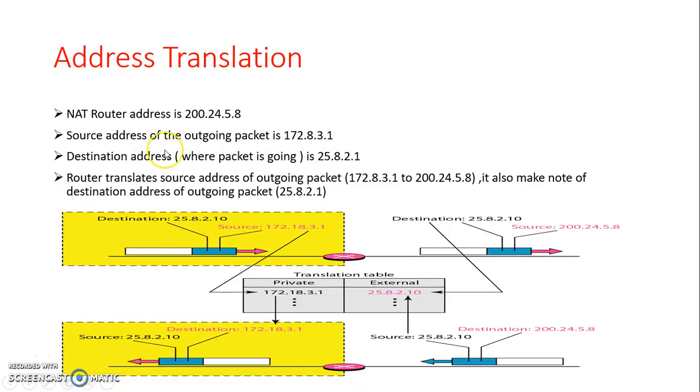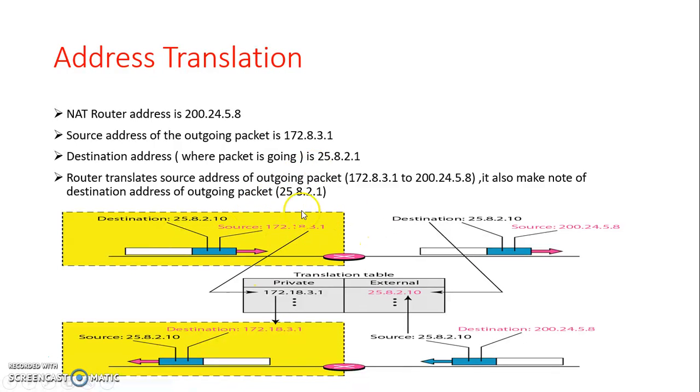Now let's see how the address translation is done in this example. Here in this example, the NAT router box address is 200.24.5.8, as per the previous example. And the source address of the outgoing packet is 172.18.3.1, and the destination address where the packet goes is 25.8.2.10. So here I have missed a 0. You just put 0 over here.